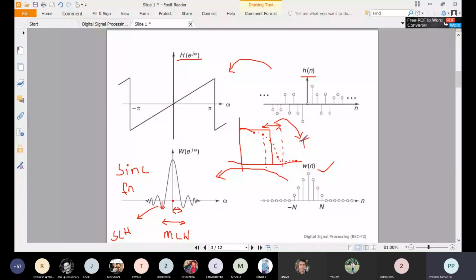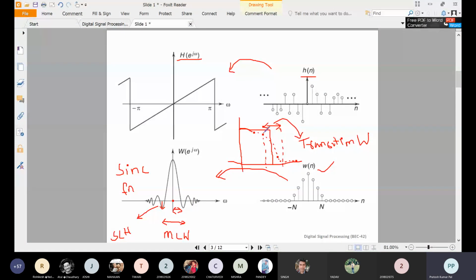Transition width. Okay, so once we can compare, if the main lobe width is higher, or this main lobe width is large, then the transition width will also be a large value. Similarly, if the main lobe width is low, or this width is steep, it is having a lower width, then the transition width will also be lower.